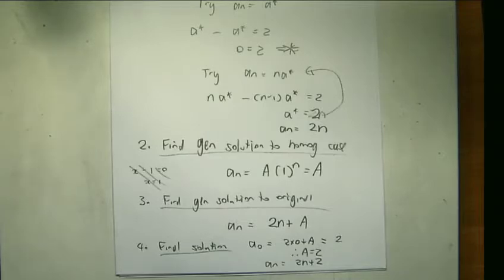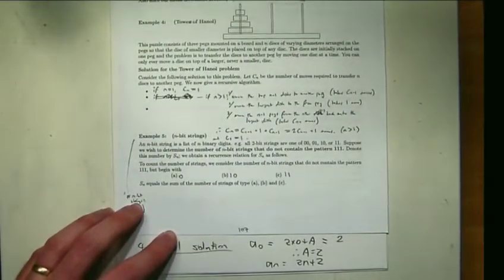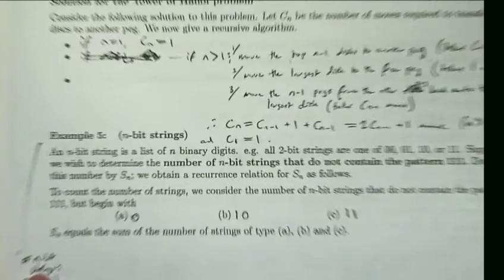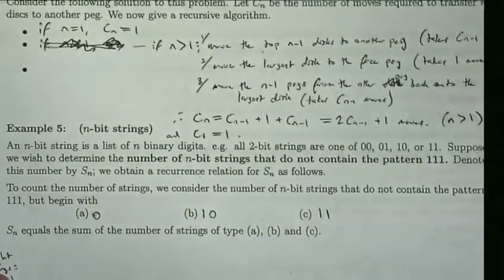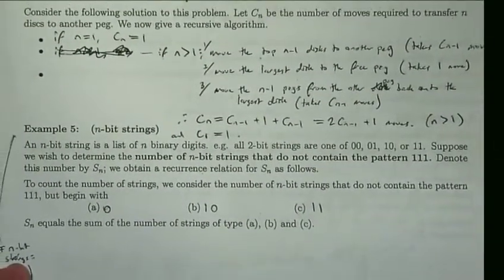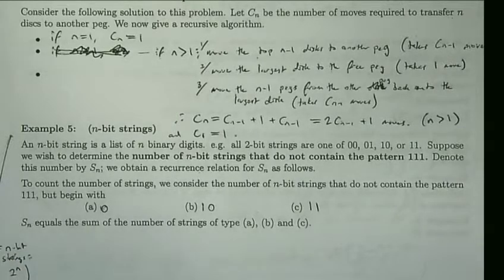So the example that's in your notes is also with the n-bit strings. An n-bit string is a list of n binary digits. So you want to count how many of them don't contain 111. Okay, so you know how many n-bit strings there are. It's 2 to the n, because there's 2 options for each digit. They can be 0 or 1. So it's 2 times 2 times 2 times 2 for however many there are. And that's from your probability counting thing.